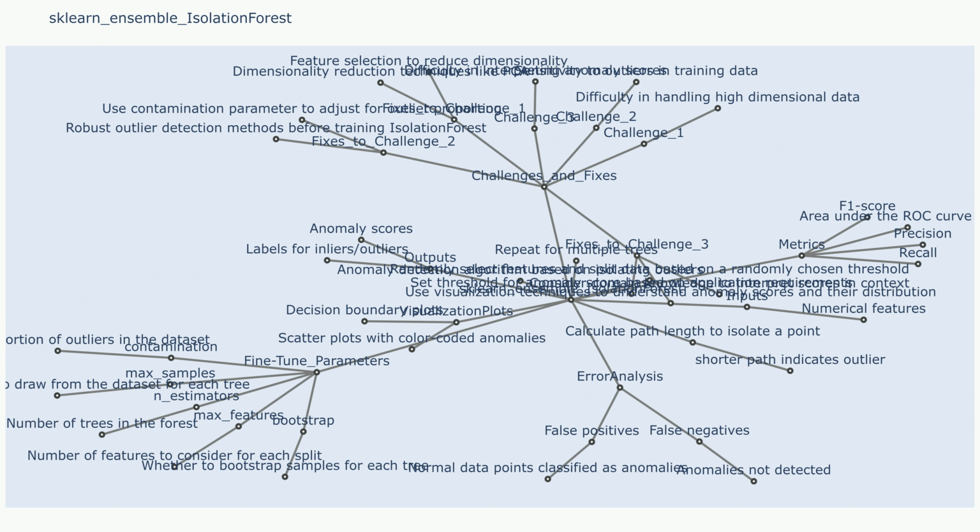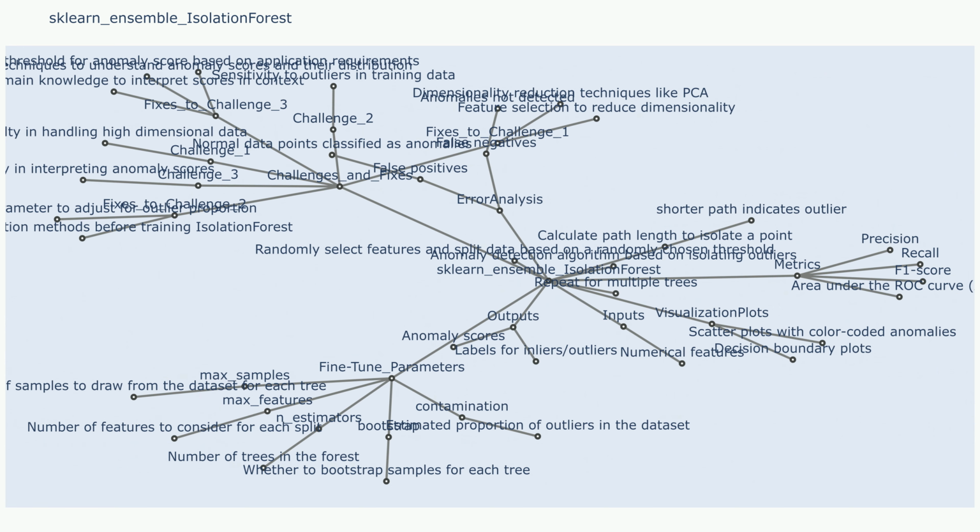Fixes to challenge 1: Feature selection techniques can be used to reduce the dimensionality of the data before applying isolation forest. This can improve the accuracy and efficiency of outlier detection. Another approach is to use dimensionality reduction techniques such as PCA or t-SNE.